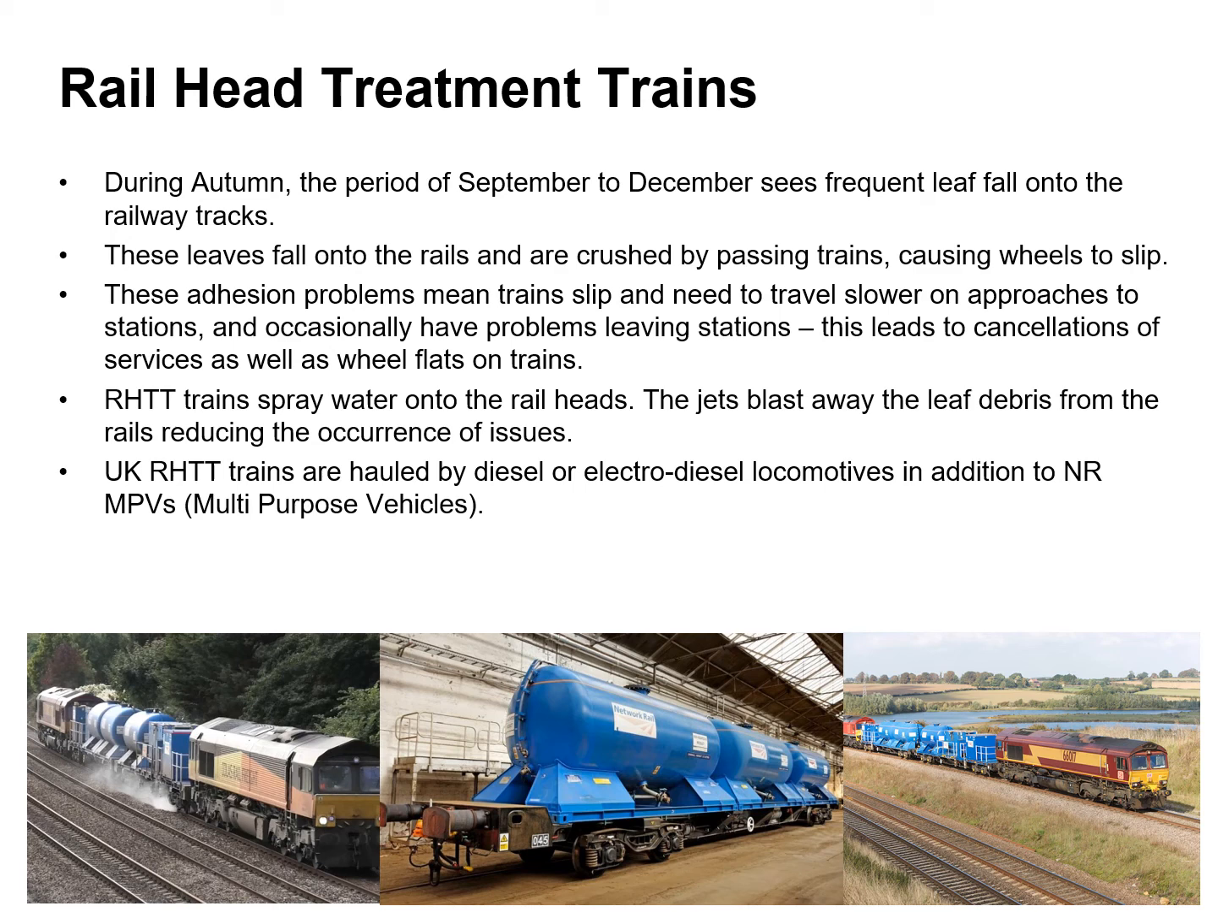The railhead treatment trains spray water onto the rail heads, and the high pressure jets blast away the leaf debris from the rails. The UK RHTT trains are hauled by diesel or electrodiesel locomotives, in addition to Network Rail's MPVs, or multi-purpose vehicles.